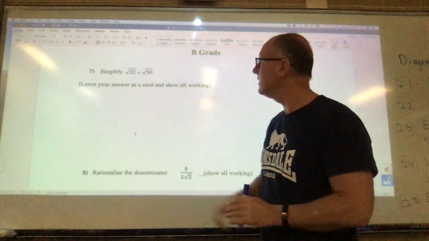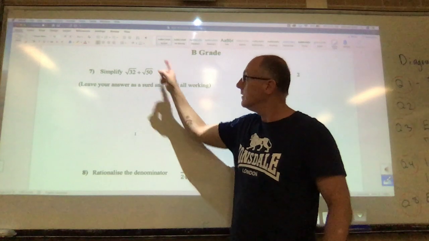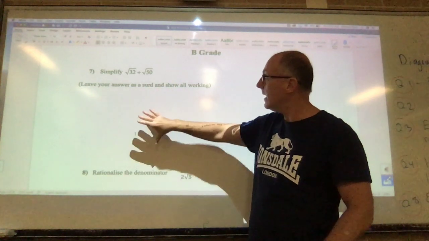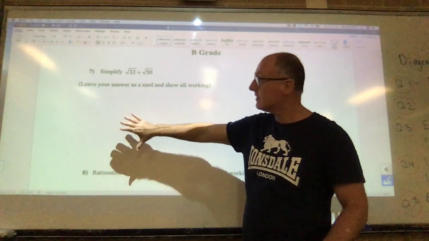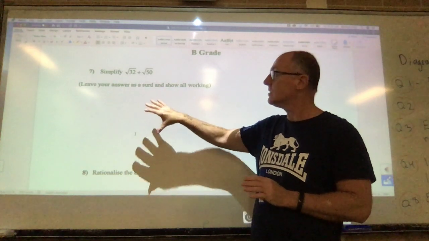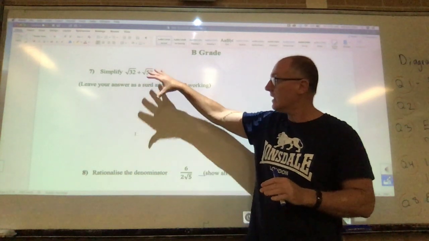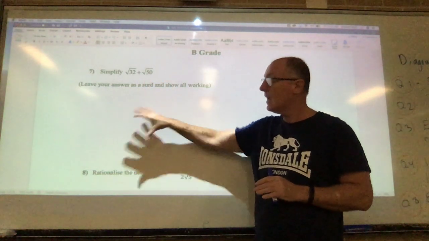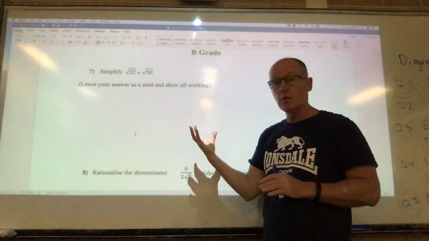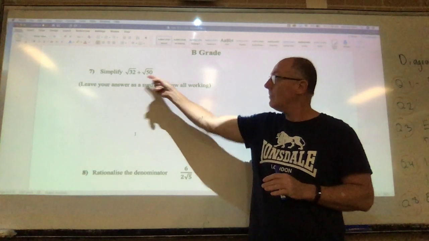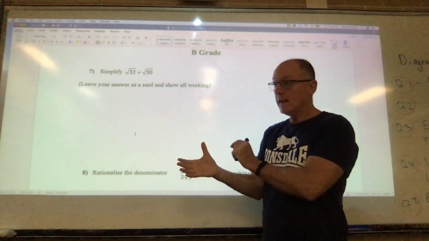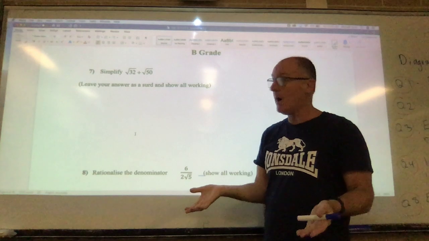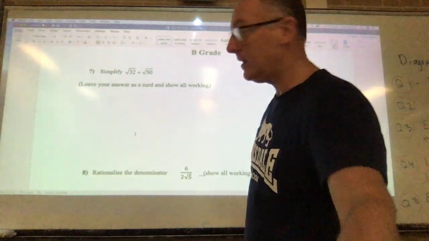Question 7, simplify these 2 surds. You've got to show where you're working down here, you can't just come up with a magical answer there. It is not a calculator question. You could check your answer on the calculator, but it's a surd question. You've got to simplify these 2 surds and add them together and show where you're working. So just typing that on the calculator and writing a decimal answer will give you 0 marks. Okay, you should know that by now.